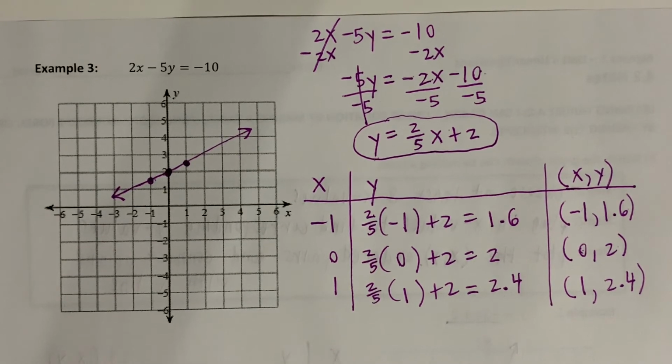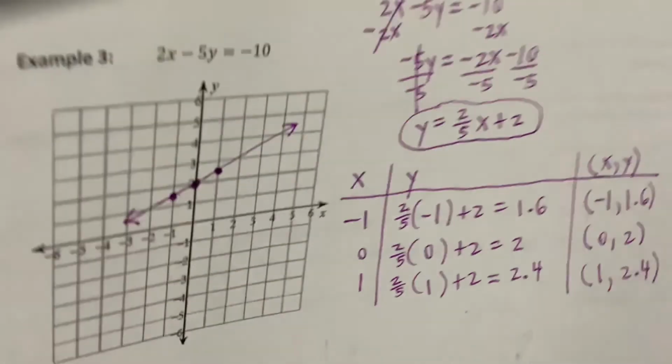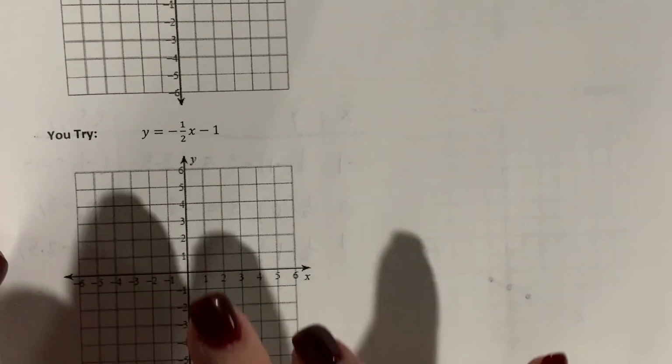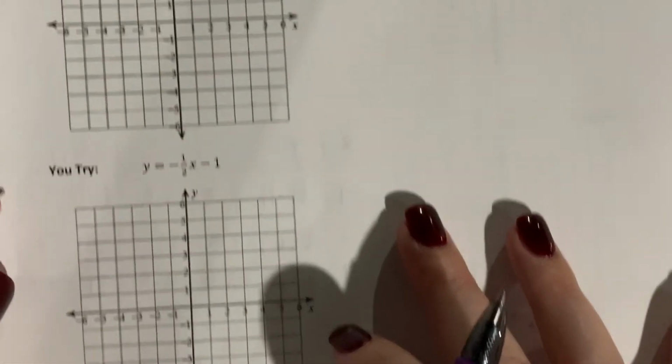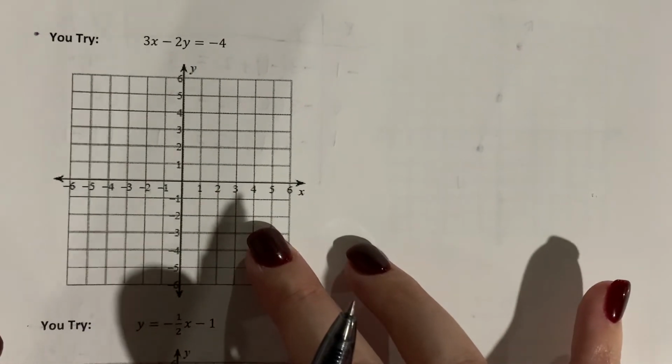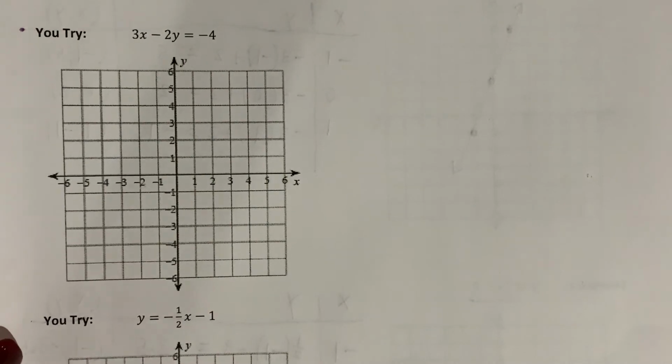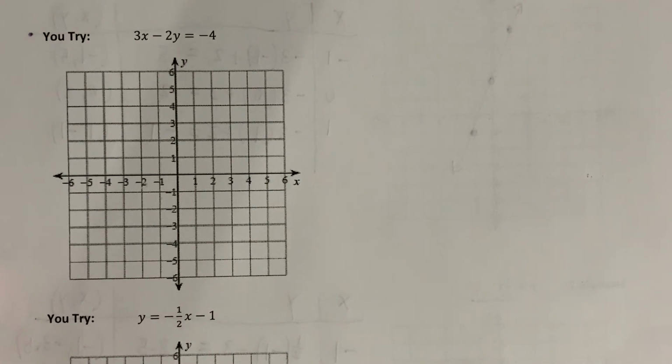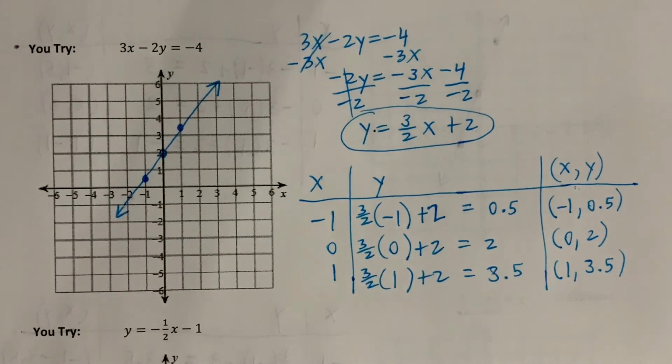At this time, you have 2 U-tries to do, and you'll see that one of them, actually the second one, is already in slope-intercept form for you. However, the first U-try, you're going to have to do some work to get it in slope-intercept form. So at this time, go ahead, pause the video, and see what you come up with for these U-tries. Let's see how you did.